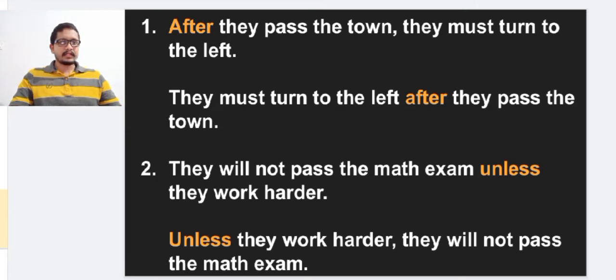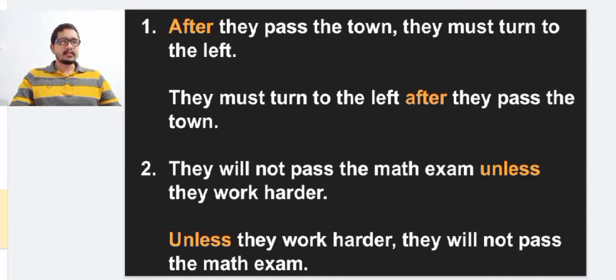I have rewritten the sentence down with a small change. They must turn to the left after they pass the town. "They must turn to the left" is the independent clause. "After they pass the town" is the dependent clause. So here in the first sentence, "after they pass the town" is the dependent clause and "they must turn to the left" is the independent clause.